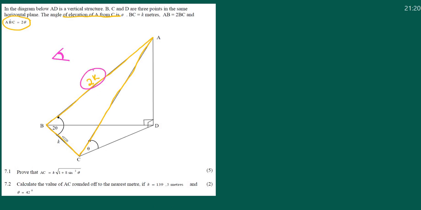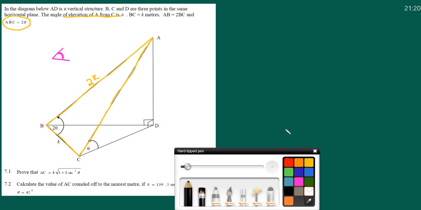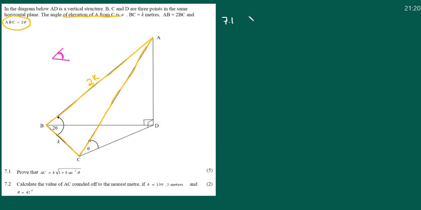Indeed, this is the side, this is the side, and then there's an angle, so we can use the cosine rule. So for 7.1, we would simply say that AC squared, which is this side squared, would be equal to the other two sides squared, meaning AB squared plus BC squared minus 2 times AB times BC, and then cos of angle ABC. Remember, this side is the one that is opposite this angle.